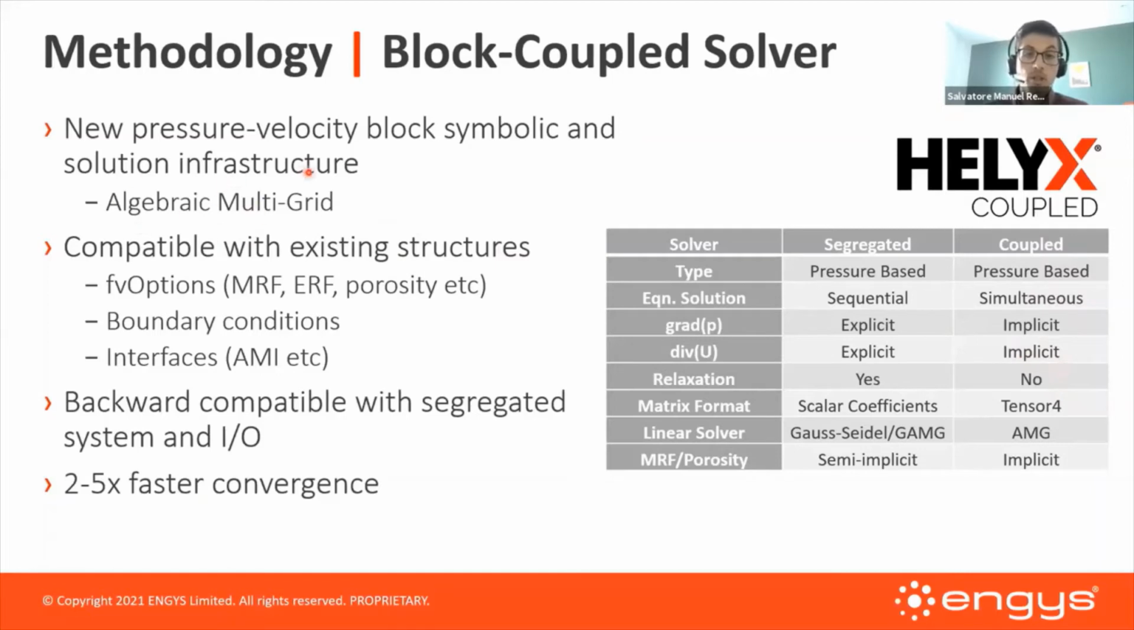The proposed methodology is based on a new pressure-velocity block-coupled solver with an algebraic multigrid to solve the linear system matrix. This framework is compatible with the existing segregated structures such as FV options, boundary conditions, and interfaces. It is backward compatible with the segregated system and I/O, and the speedup is between 2 and 5 times faster with respect to a segregated solver, based on the size of the mesh and the type of application.